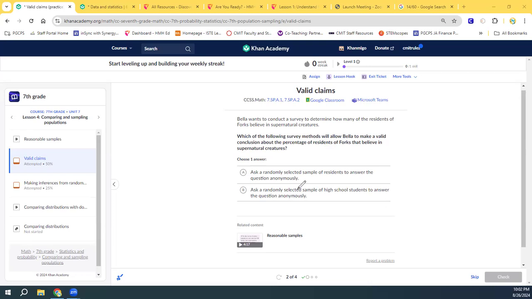So let's look at what she got. Ask a randomly selected sample of residents to answer the question anonymously. Okay, so you're asking your random, anonymous. That's the right answer. That has no bias. So let's see what the bias is in the second one. Ask a randomly selected sample of high school students to answer the question anonymously. So you see, that's only the high school students. And they're more likely to believe in supernatural creatures.